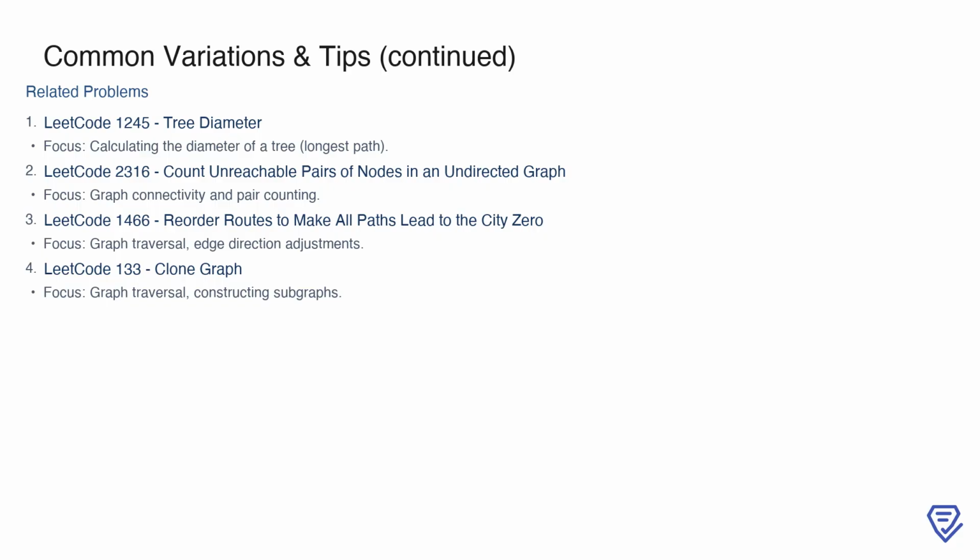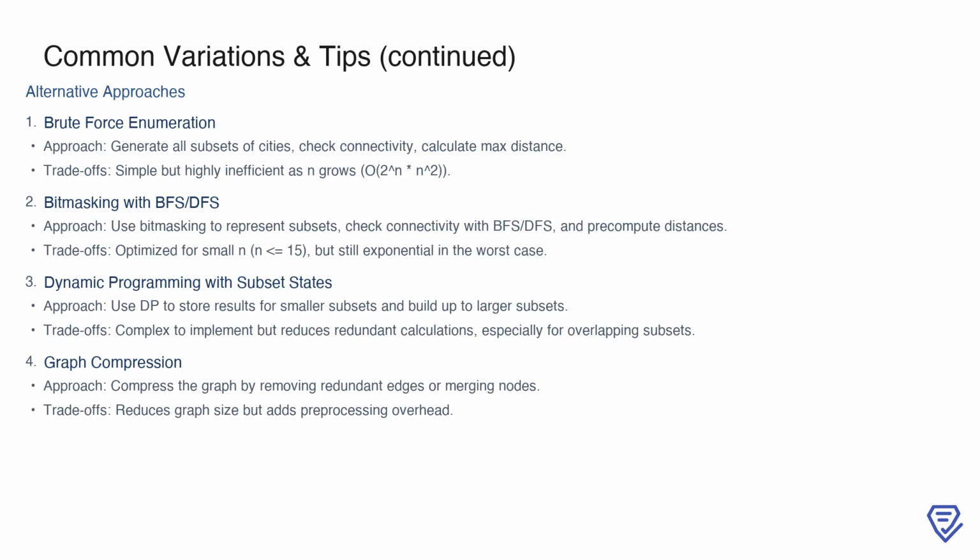For instance, LeetCode 1245 focuses on finding the diameter of a tree, which is essentially the longest path within it. LeetCode 2316 deals with graph connectivity and counting unreachable node pairs, which sharpens your ability to analyze graph structures. LeetCode 1466 challenges you to adjust edge directions to ensure all paths lead to a specific city, emphasizing traversal techniques. Finally, LeetCode 133 involves cloning graphs, which tests your ability to reconstruct subgraphs, a skill relevant to handling subsets of cities in this problem.